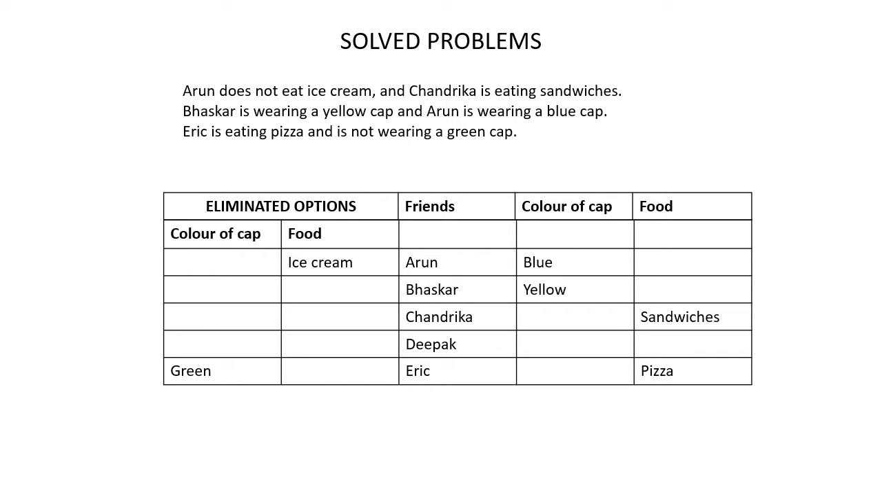Since it's given that Chandrika is eating sandwiches, write sandwiches under food for Chandrika. It's given Bhaskar is wearing a yellow cap. So write yellow under the color of cap for Bhaskar. Arun is wearing a blue cap. Write blue under color of cap for Arun. Eric is eating pizza. Write pizza under food for Eric. And Eric is not wearing a green cap. So write green under the eliminated options for color of cap for Eric.